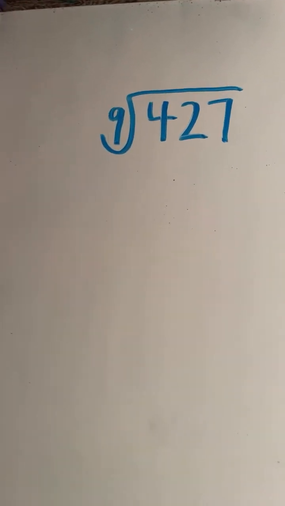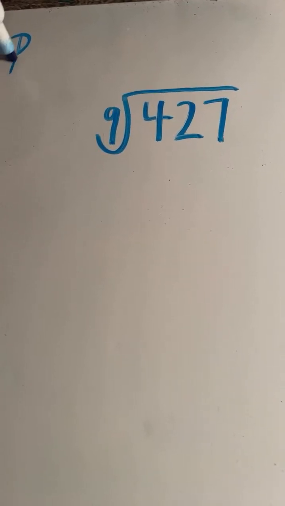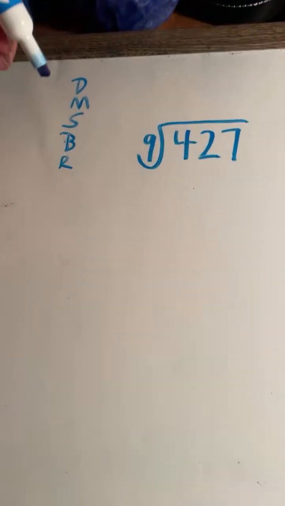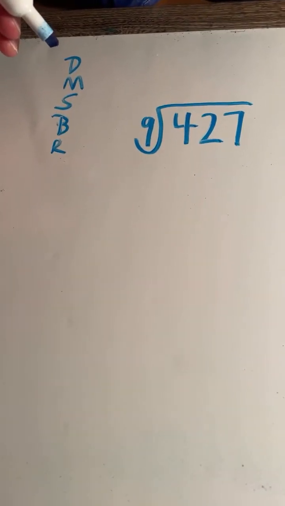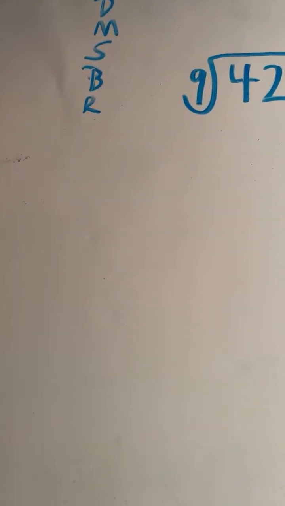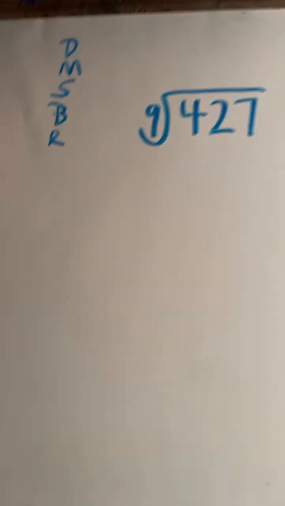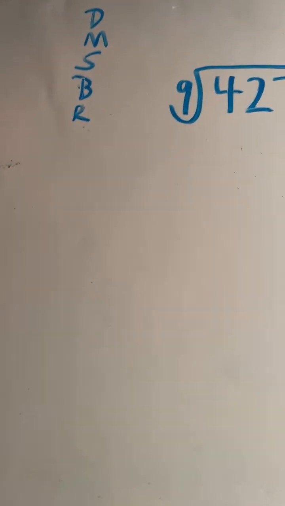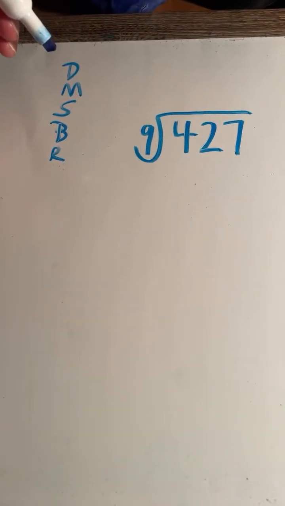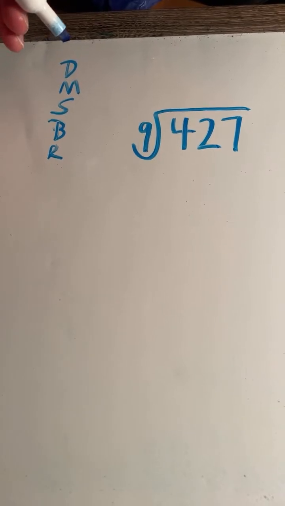427 divided by 9. So same thing, and do the steps. Divide, multiply, subtract, bring down, and then repeat. So step 1, we want to divide by the smallest number possible. We cannot start out with 1 digit by 1 digit division for this one because 9 is bigger than 4. We can start out with 2 digit by 1 digit division. We can start out with 42 divided by 9. 42 divided by 9 equals 4.